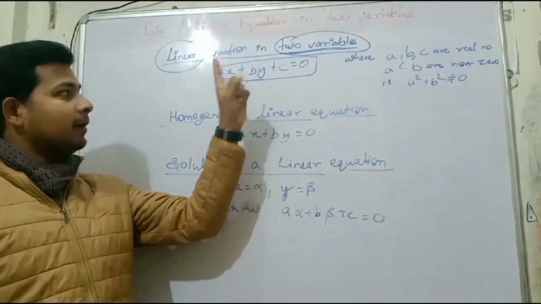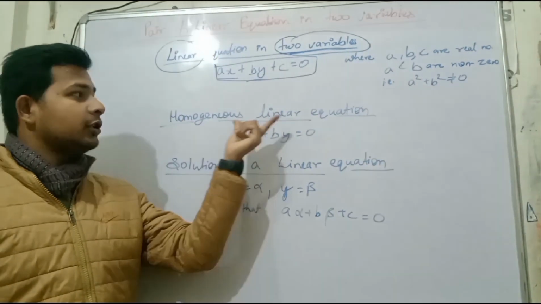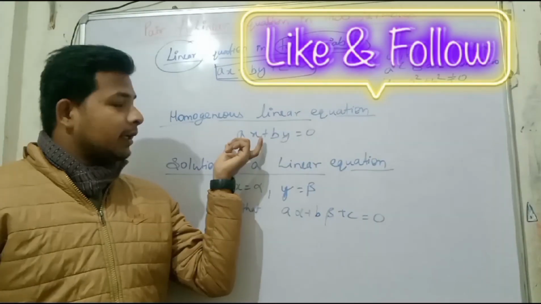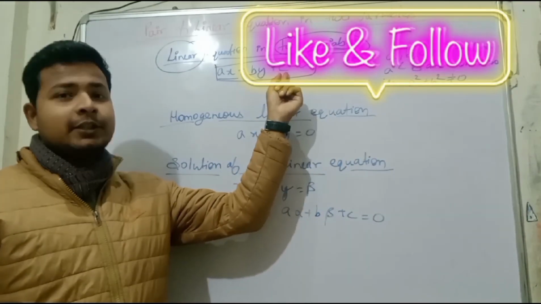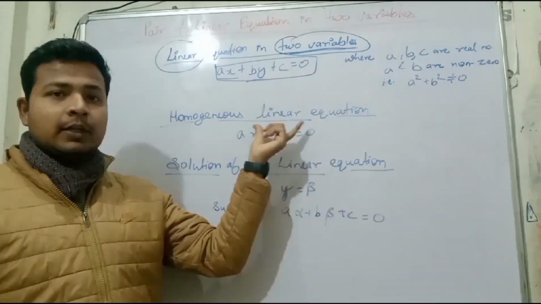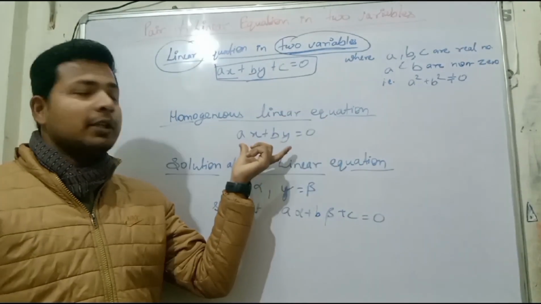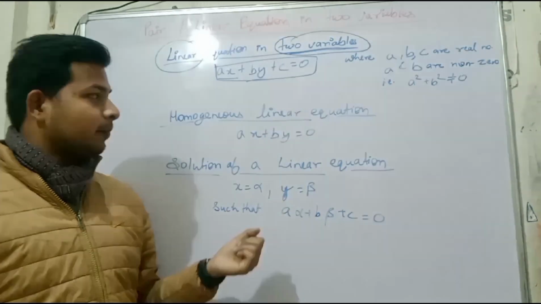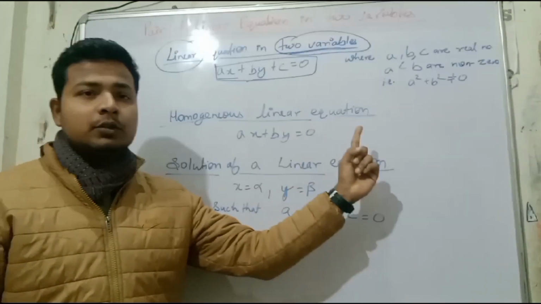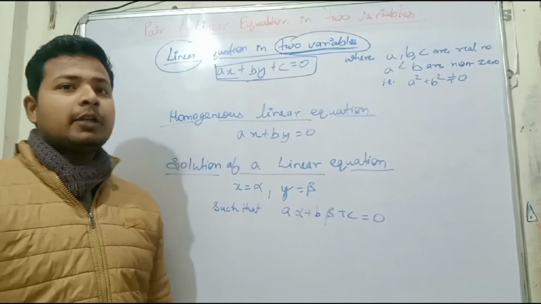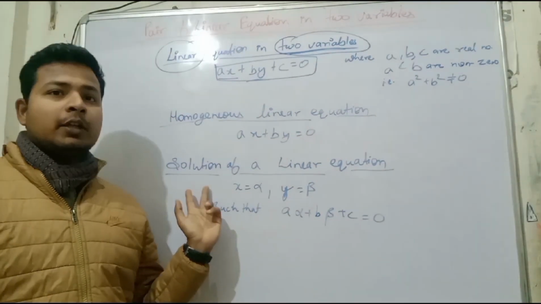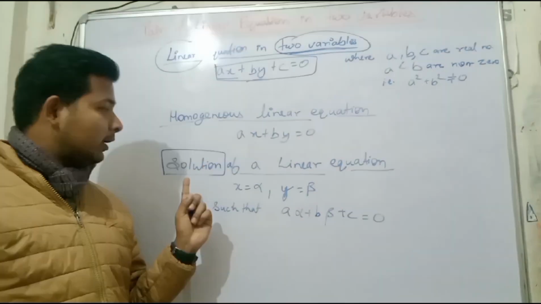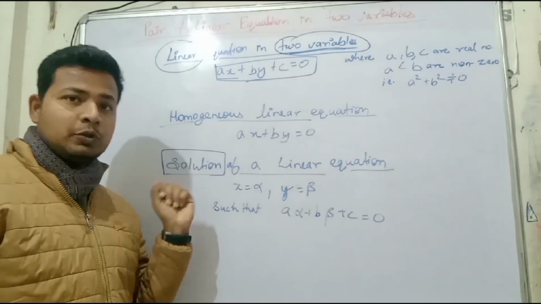Now after this, we have to understand one more concept, that is homogeneous linear equation. What is homogeneous linear equation? If the term constant, that is c, becomes 0, if the linear equation in two variable become in this form, that is ax plus by equals to 0, this will be known as homogeneous linear equation.